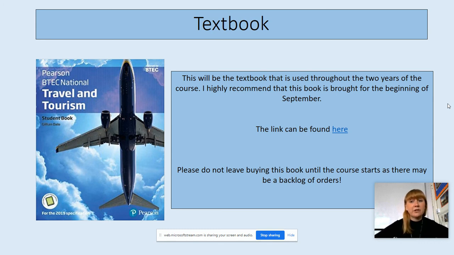But like I say, if you don't study geography, but you still feel that travel and tourism might be for you, then please do get into contact with me. Ask any questions that you might have about this course. My email can be found on the Beacon website. It's c.huxford@beacon-academy.org. If you need that, but like I say, it is on the website as well.